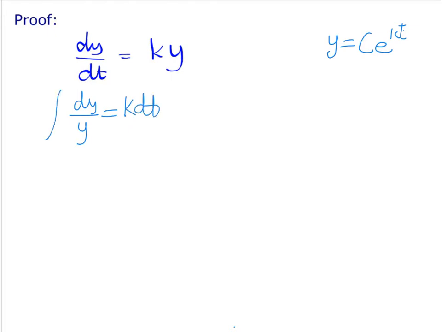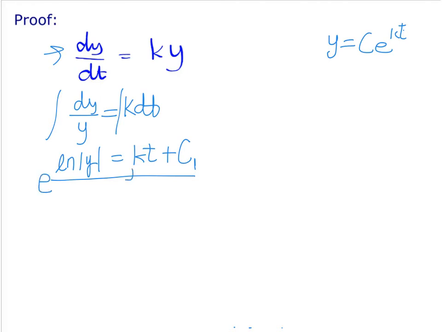All right, now I'm going to integrate, and that's going to give me the natural log, absolute value of y, equals kt plus c. Okay, and I put c sub 1, right? So I'm integrating with respect to t, and I'm verifying. Okay, so if I differentiated this here, I should get back to my differential equation, right? So that's the check. Then I want to solve for y, so I'm going to e both sides.